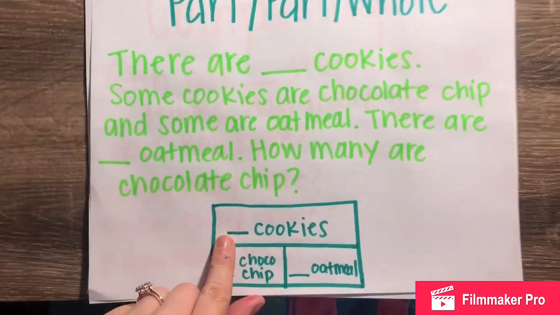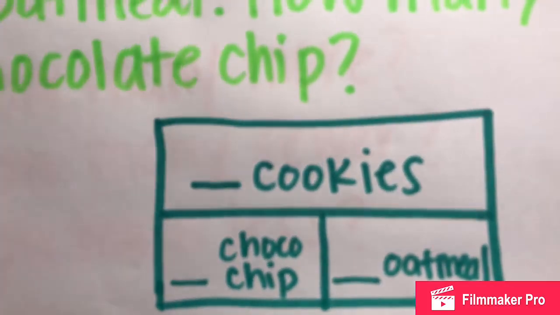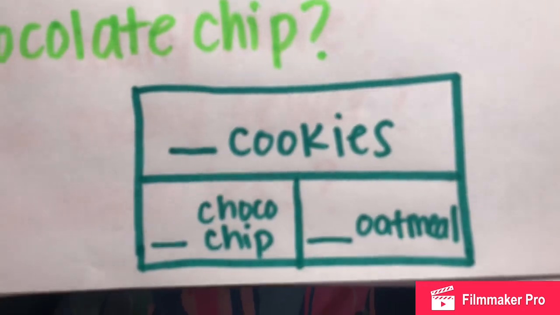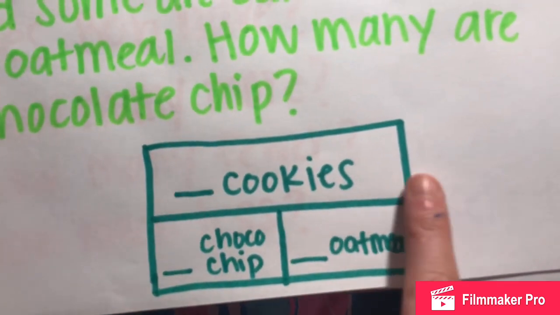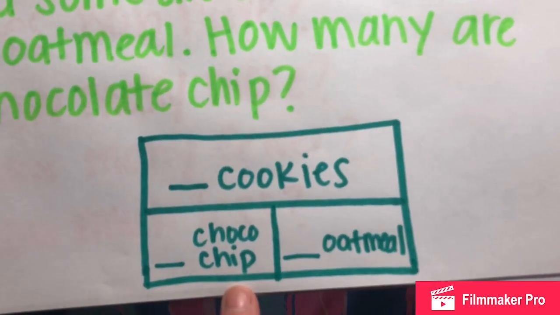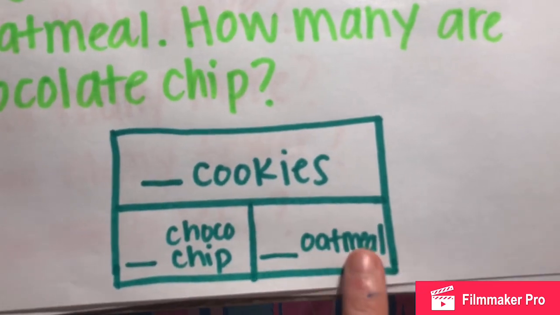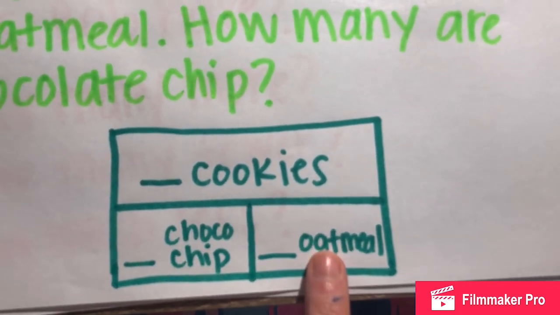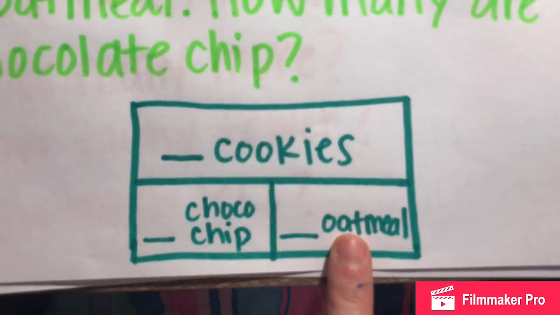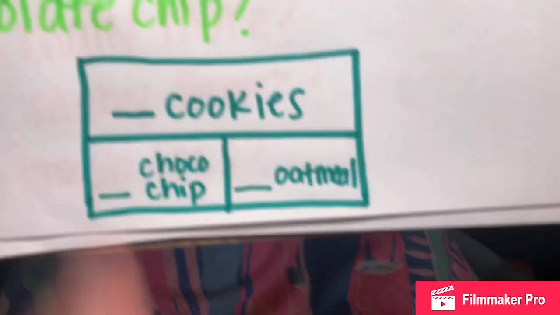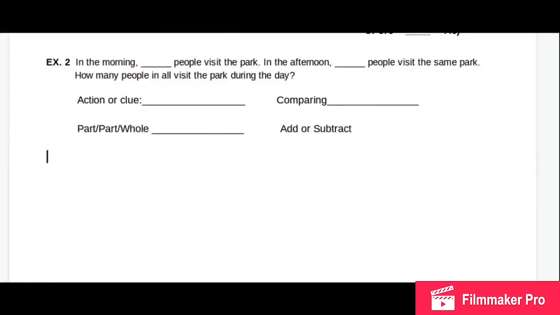So for this problem, it could be very easy for us to draw a strip diagram. Our whole is the amount of cookies. Our parts would be the chocolate chip and the oatmeal. The chocolate chip and the oatmeal together, if I add those, they would add up to the total amount of cookies that were made. Let's look at a problem together.